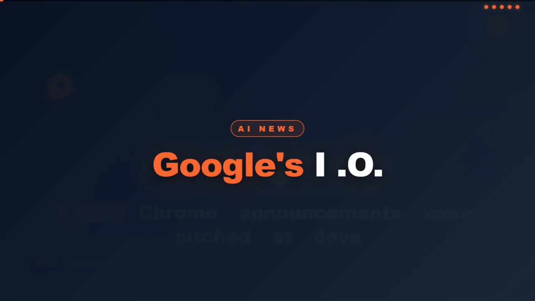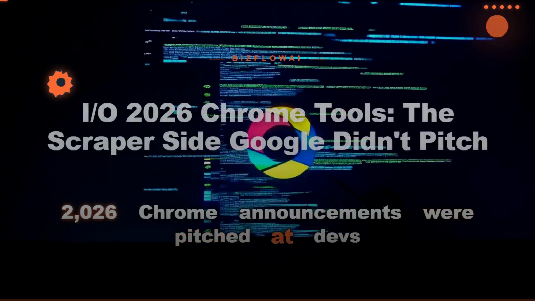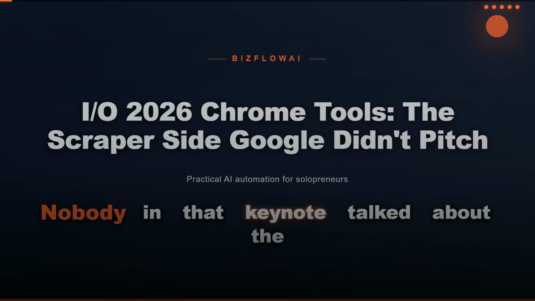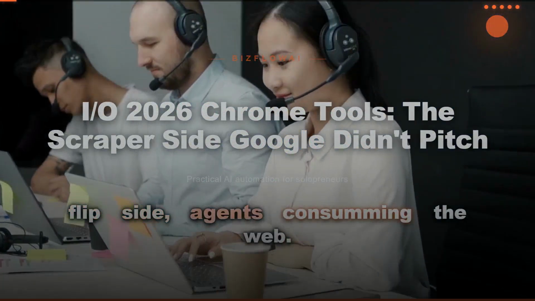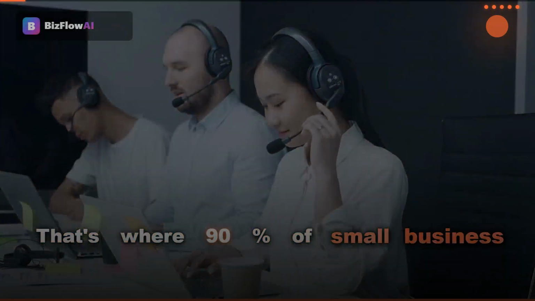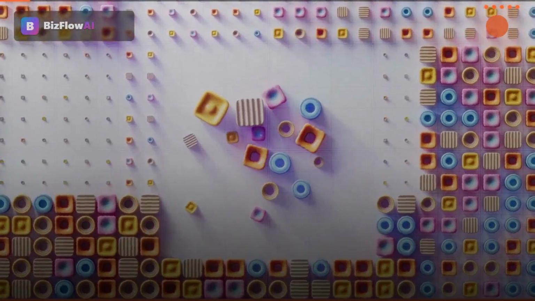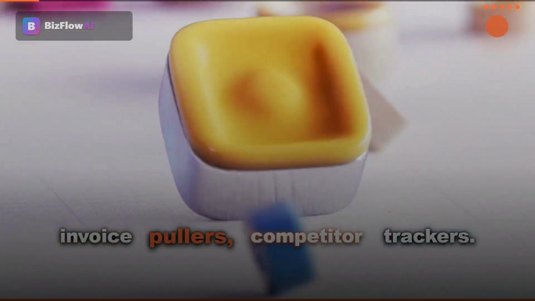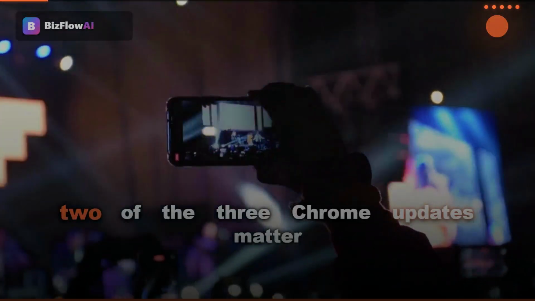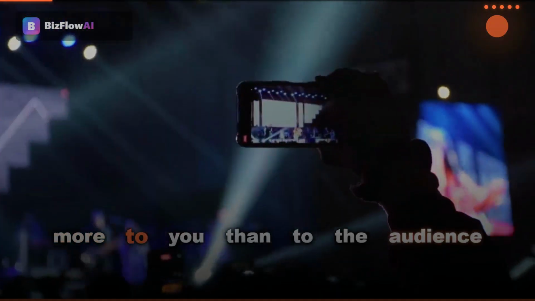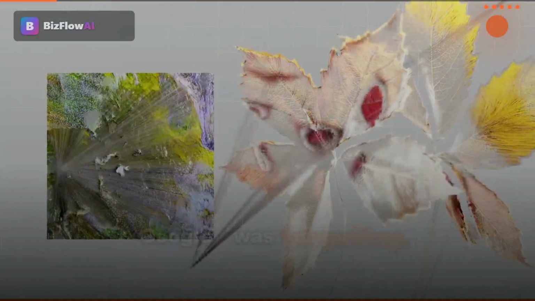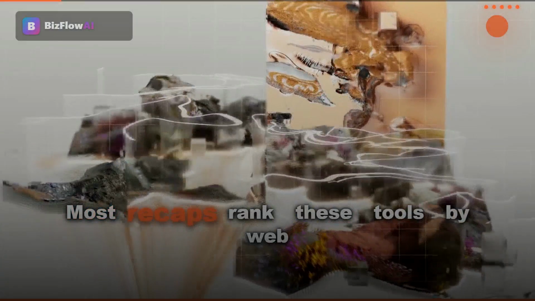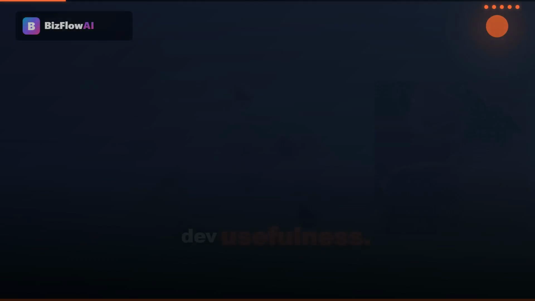Google's I/O 2026 Chrome announcements were pitched at devs building websites. Nobody in that keynote talked about the flip side, agents consuming the web. That's where 90% of small business automations actually live. Lead scrapers, price monitors, invoice pullers, competitor trackers. If you run any of those, 2 of the 3 Chrome updates matter more to you than to the audience Google was targeting.